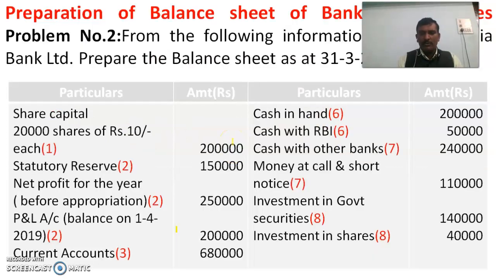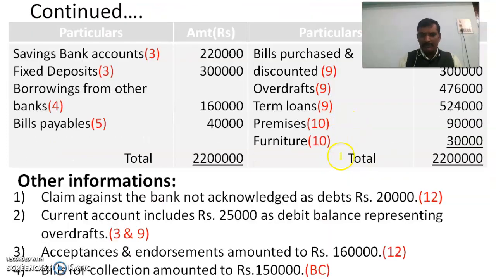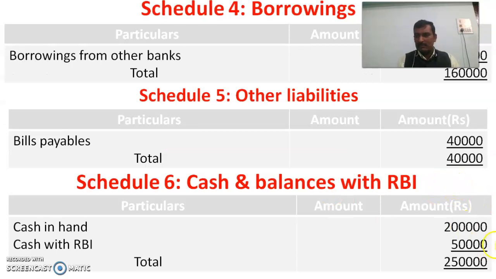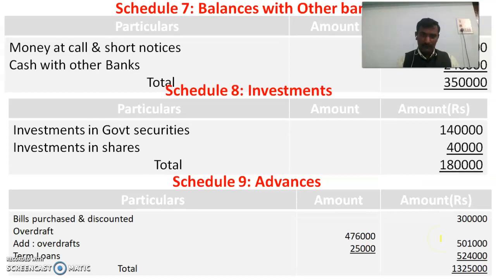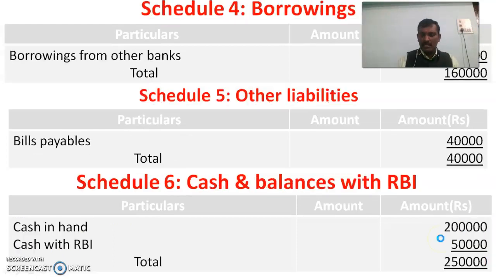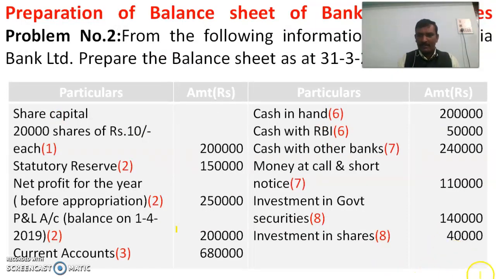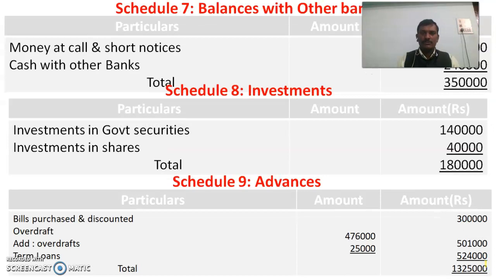Then just look over the last slide here. If there is any item of schedule number 6, that is to be taken to schedule number 6. Cash in hand and cash with RBI, 2 items are given, and those 2 items are to be taken to the schedule number 6 here. So total of schedule number 6 is 2,50,000. Then we have to go for schedule number 7 for balance with other banks. So regarding these items, just we have to watch over the problem here. Related to schedule number 7, 2 items are given: cash with other banks and money at call and short notice, 2,40,000 and 1,10,000 respectively. Only 2 items are there. So those 2 items are to be taken here, and the total of schedule number 7 is 3,50,000.